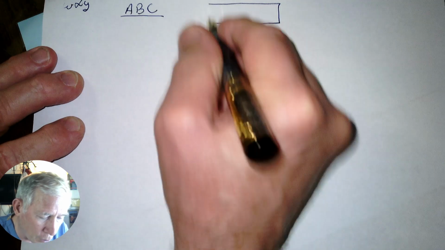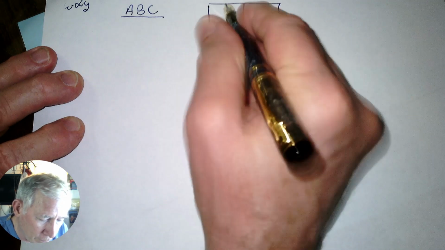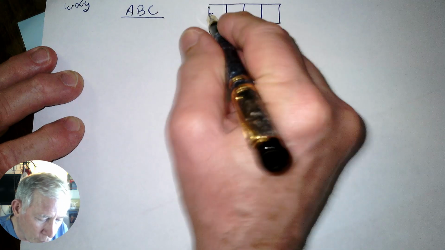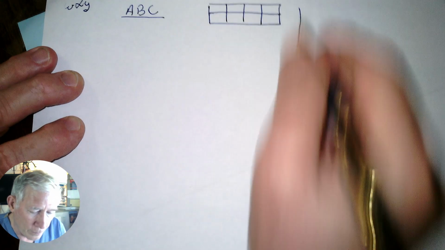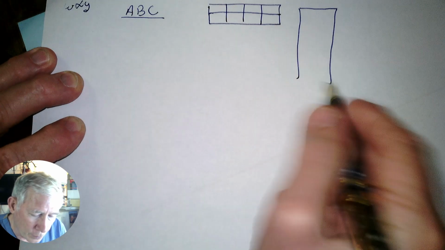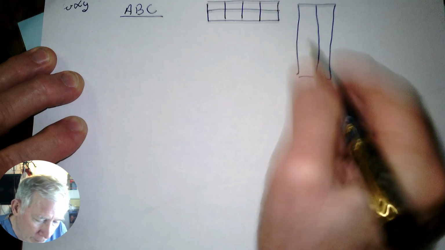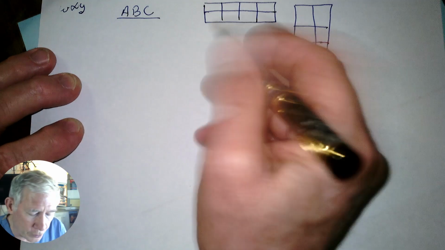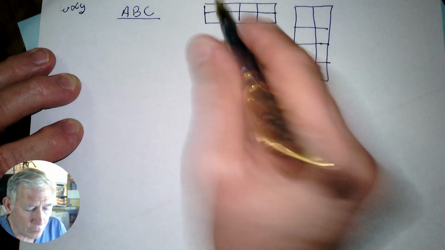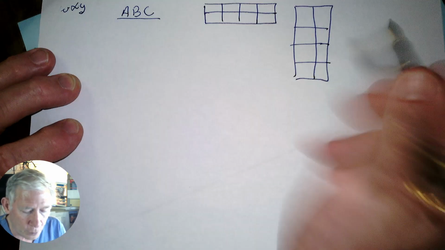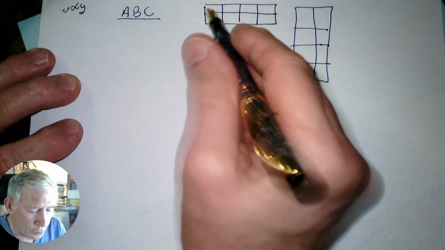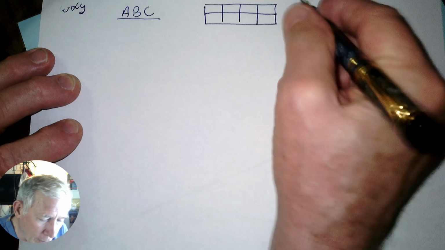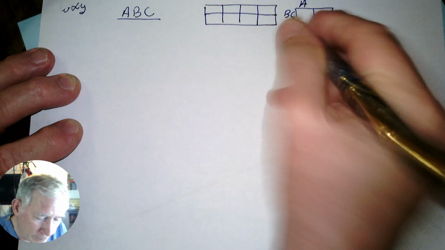We have two different ways we can do three-variable maps. We can do 2 rows and 4 columns, or we can do 2 columns and 4 rows. I'm always going to do the 2 column, 4 row approach instead of the 2 rows, 4 columns. And I'm always going to put A at the top and BC down the side.